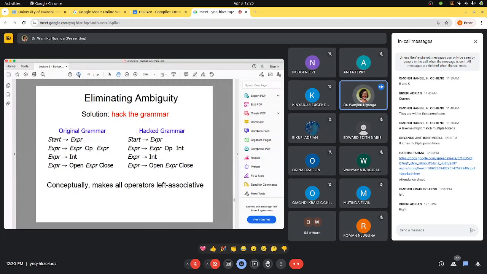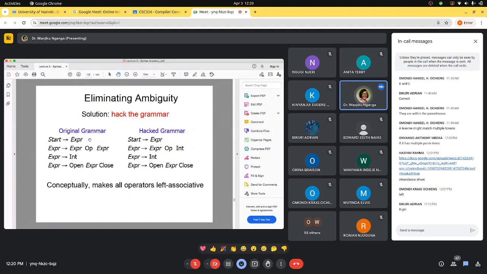So we need to hack the grammar to ensure we enforce the associativity we want. If you're creating your own crazy grammar that does things opposite from math, then you have the chance to hack the grammar to implement the policy that you want. But of course, for useful compilers, we follow the natural laws of arithmetic.